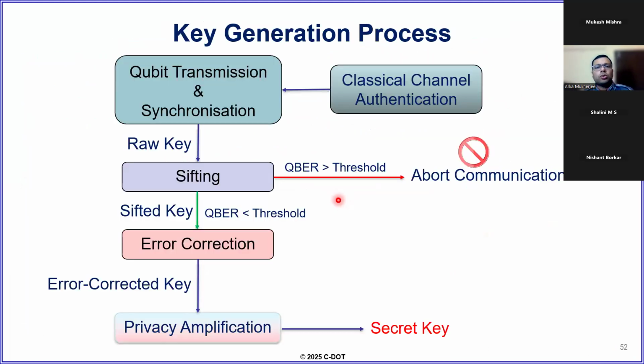Okay. So these are the steps that we follow to generate the actual secure keys. So how are the actual secure keys generated? These are the steps: classical channel authentication, qubit transmission, then synchronization, then sifting, then error correction and privacy amplification. These are the steps involved, but how these steps operate, I will show you in the subsequent slide.